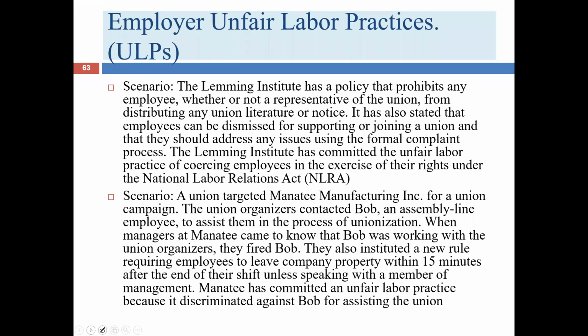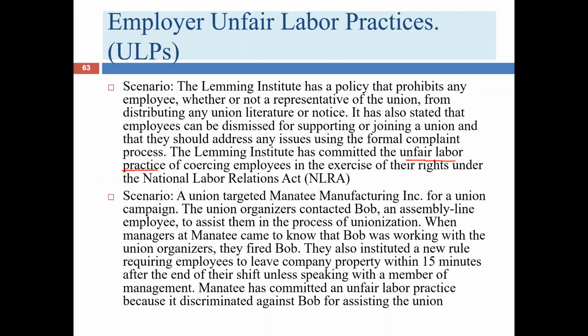Let's consider these scenarios. So the Living Institute has a policy that prohibits any employee, whether or not it represents the union, from distributing any union literature or any union notice. It is also stated that employees may be dismissed for supporting or joining a union and that they should address any issues using the formal complaint process. Under these facts, it's very clear that this company has committed multiple ULPs by trying to coerce the employees out of exercising their rights under the National Labor Relations Act. So this is a very straightforward case.